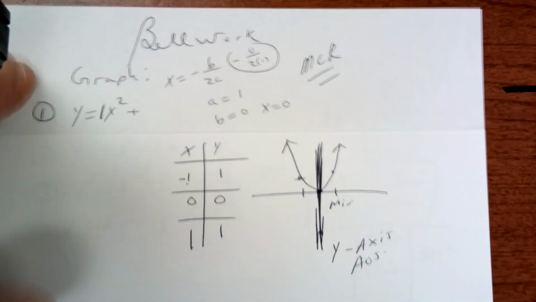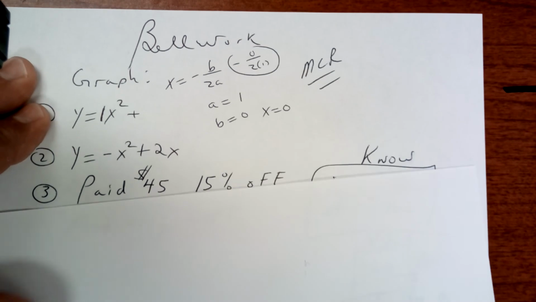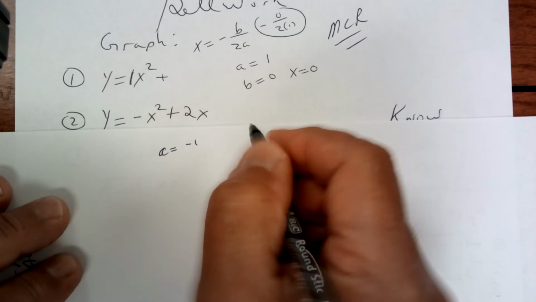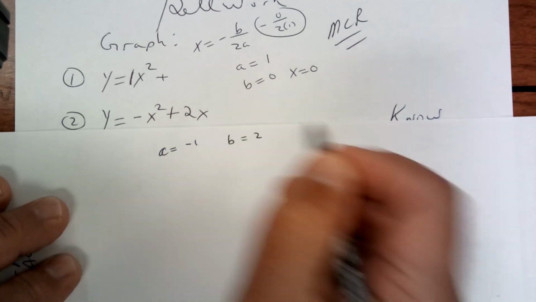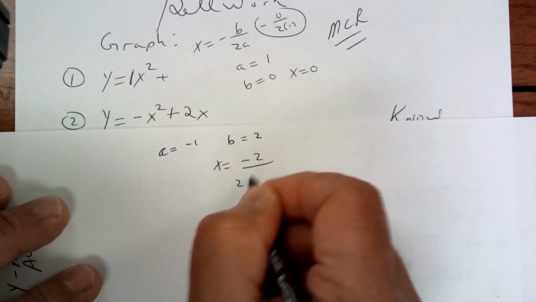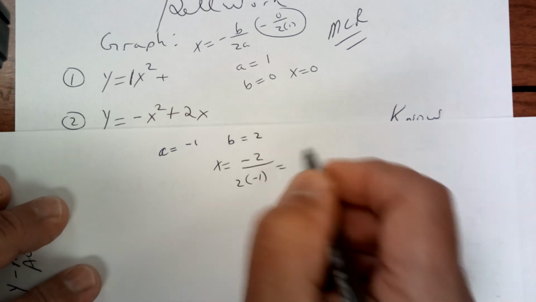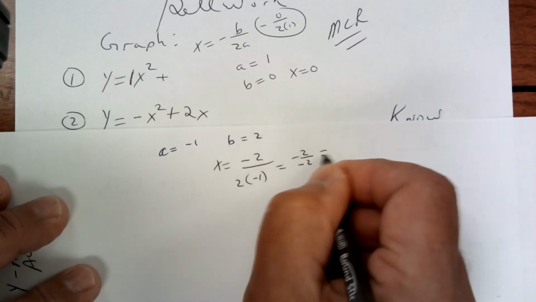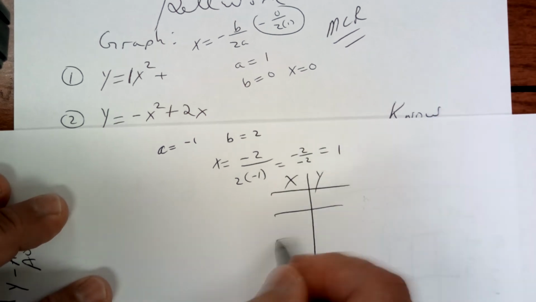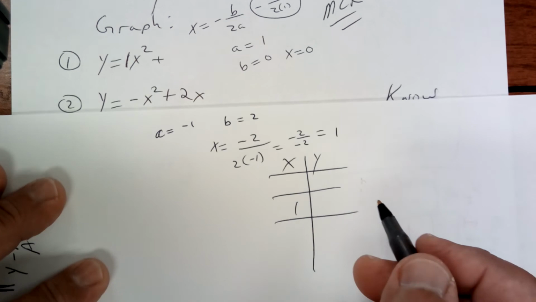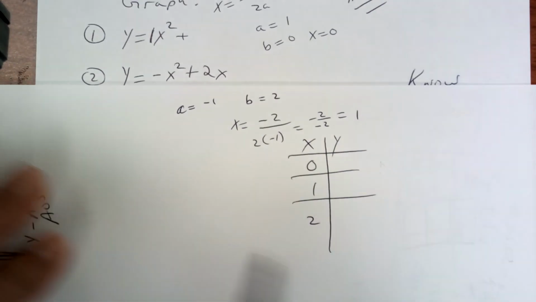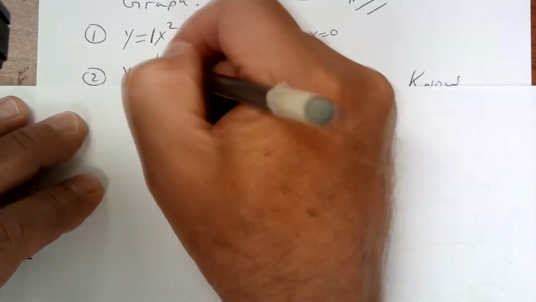This one right here, the A is a negative 1, and B is a 2. So it's going to be x equals negative b over 2 times a, which is going to be a negative 2 over a negative 2, which equals 1. So you're going to make a table on this one as well, and you're going to put 1 in the middle. And then you're going to go smaller, and to go smaller it would be 0, and bigger it would be 2. Now, be careful that negative right there is independent of the square.